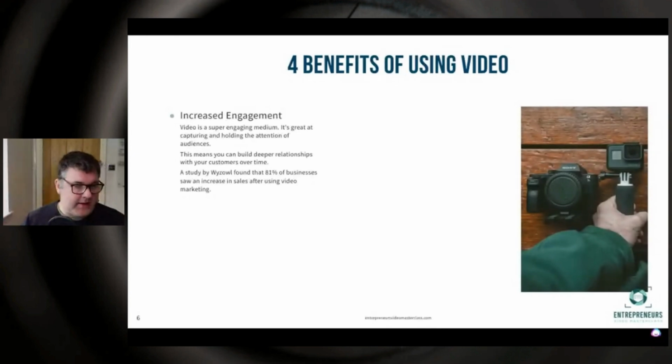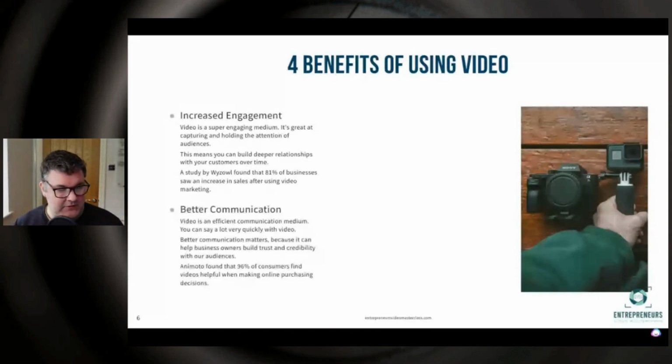Right. In fact, a study by Wiesel found that 81% of businesses saw an increase in sales, because obviously today we're talking specifically about sales. 81% of businesses saw an increase in sales after using video marketing. So it's not just me saying this. It's actually backed up with the statistics. Like I said, better communication, much more efficient. 96% of consumers on an Animoto survey said that videos were helpful when making online purchasing decisions.